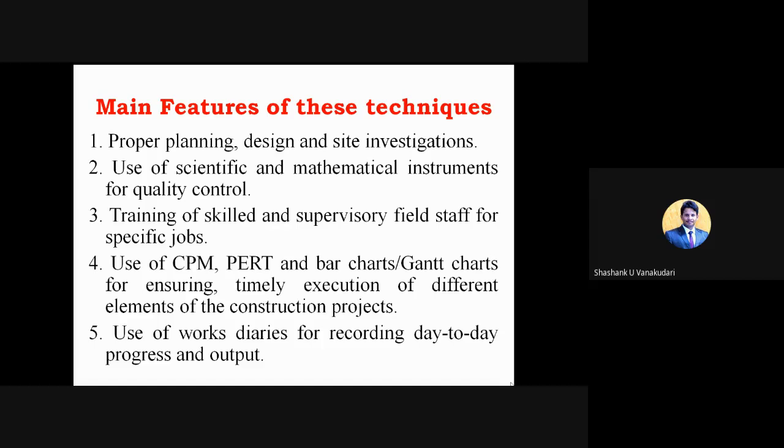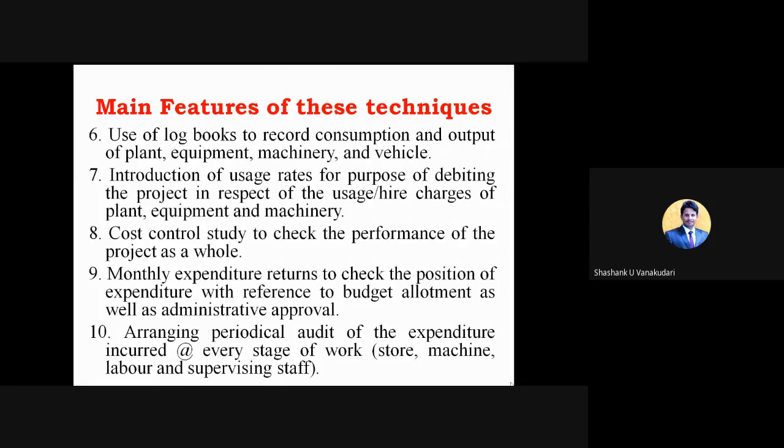And that one we are going to compare with the planning process that we made at the earlier stage, whether we are going according to the planning or not. We compare with our initial planning, and then we will come to know where exactly we are lagging, and what precautions we need to take for those activities to come within that particular schedule. And then the use of logbooks to record the consumption and output of plant, equipment, machinery, and vehicle.